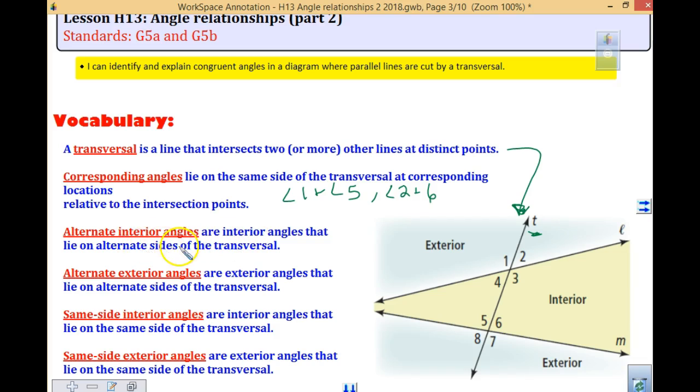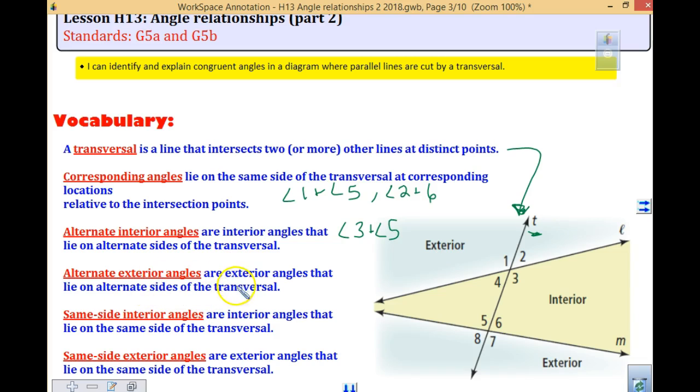When we talk about alternating interior angles, we have 4 angles on our interior, 3, 4, 5, and 6. Alternating sides of the line would be like angle 3, please write this in your notes, and angle 5. There's one more pair of alternating interior. That would be, besides 3 and 5, 4 and 6, right? So 4 and 6 would also be there.